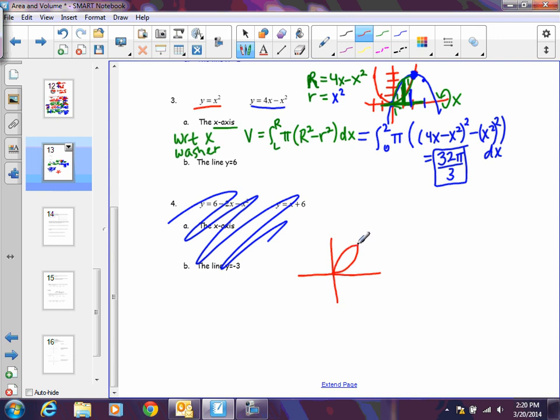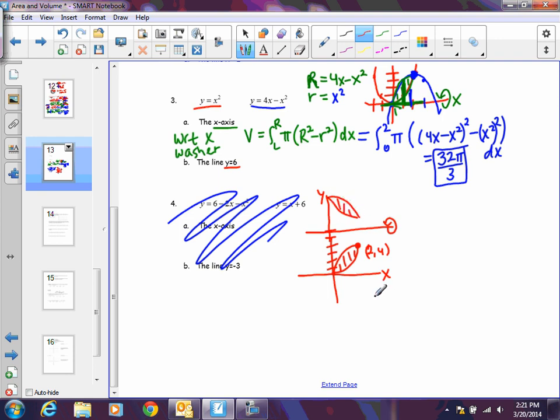So here's our little shape. This was at the point 2, 4. And if I'm revolving about the line y equals 6, well, here was y equals 4. Fill that in. 5, 6. This is my line of rotation right there. X-axis, y-axis. So this is even weirder.